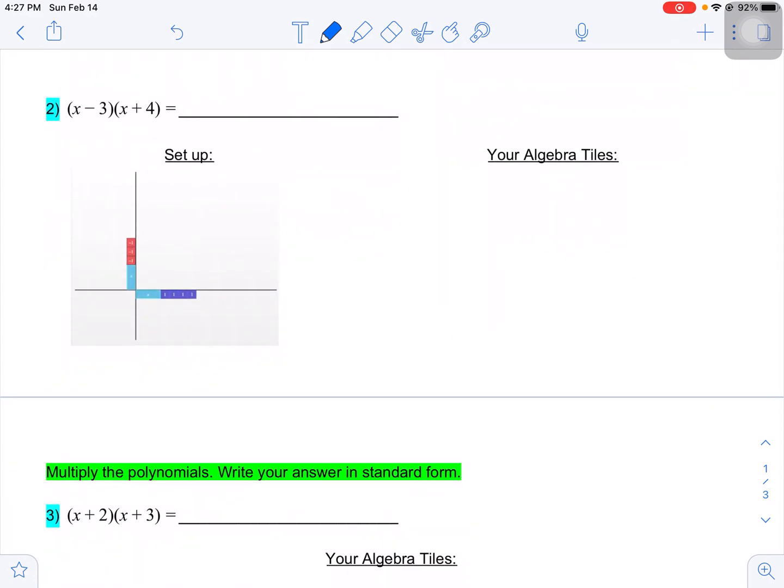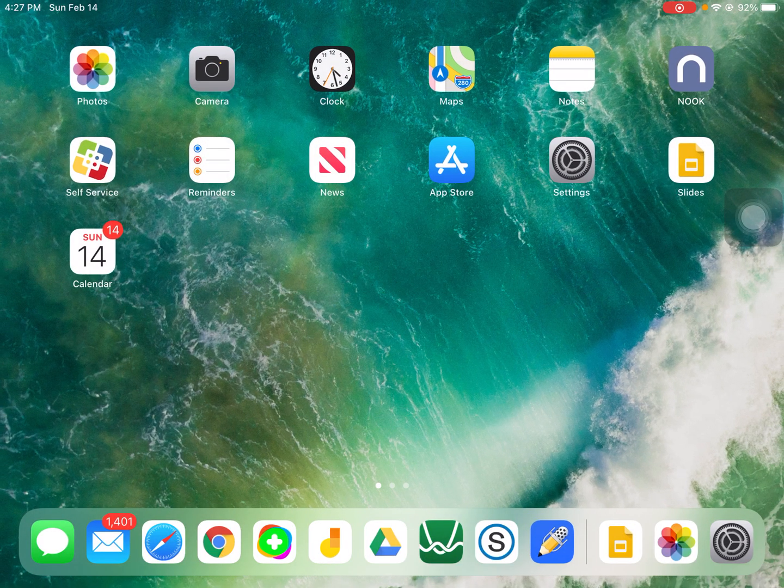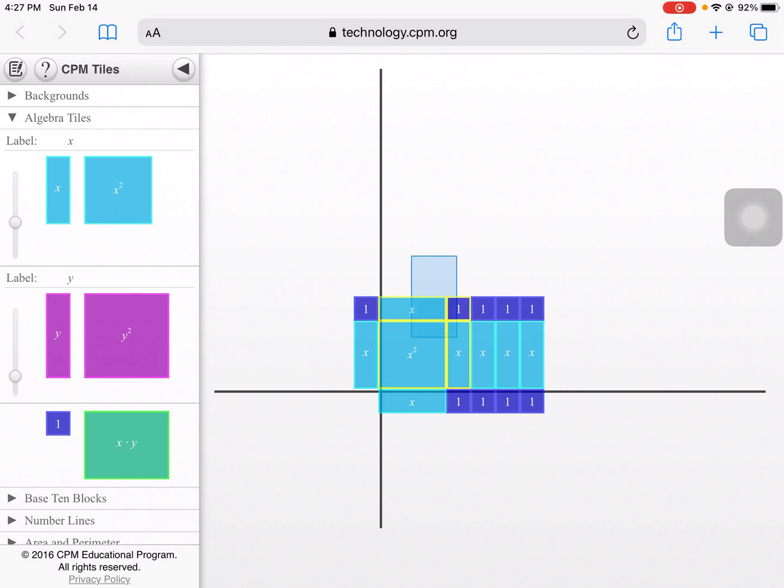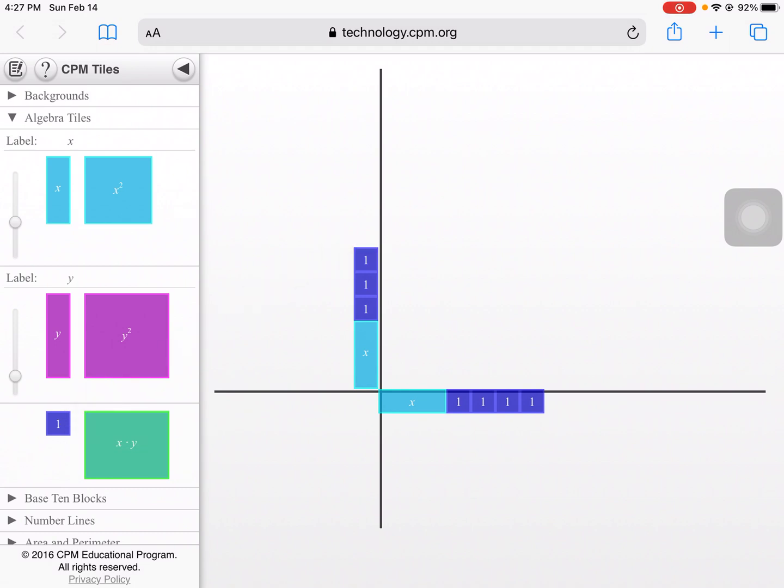On the next one, we've set up the x minus 3 on the vertical line and the x plus 4 on the horizontal. So we'll do that the same way over in our algebra tiles website. So let's get rid of those. We need x minus 3 here, and then x plus 4 along the horizontal.